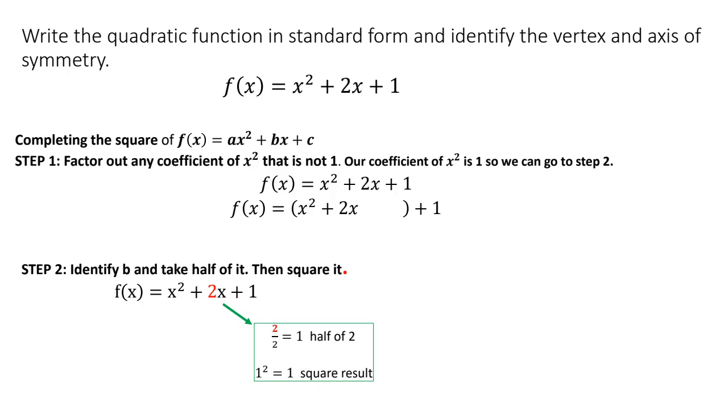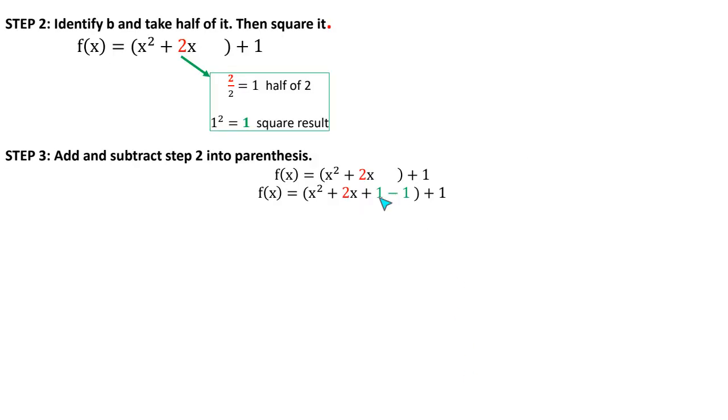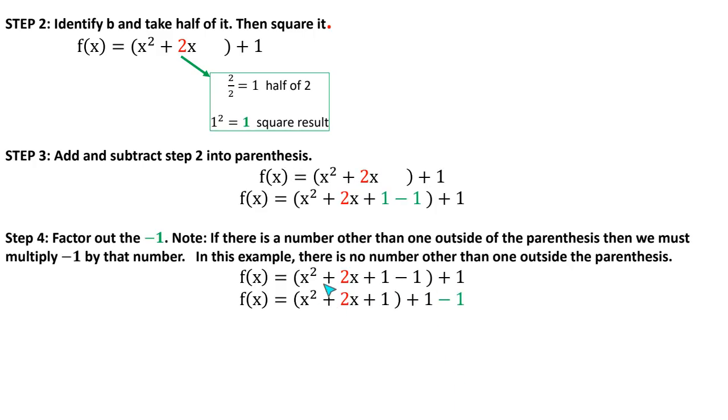So similar to the first one. Now we're going to add and subtract that 1, and then we have 1 and -1. And we want to bring this -1 outside of the parentheses. So now we end up with x squared plus 2x plus 1. If I bring the -1 outside, there's nothing for me to multiply it with, and so I'm just left with the -1.